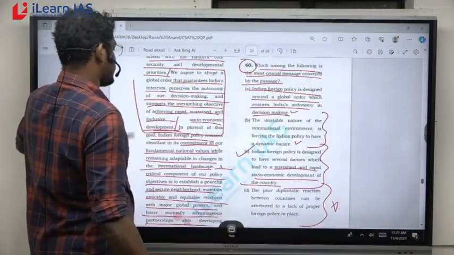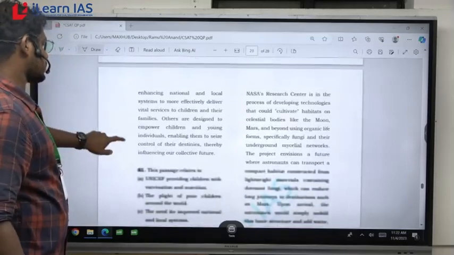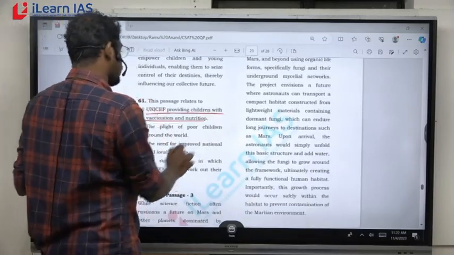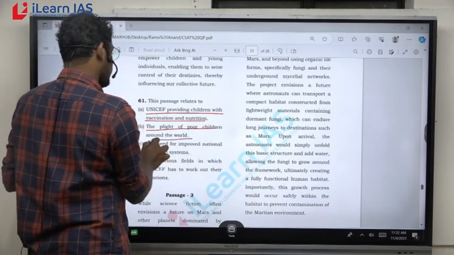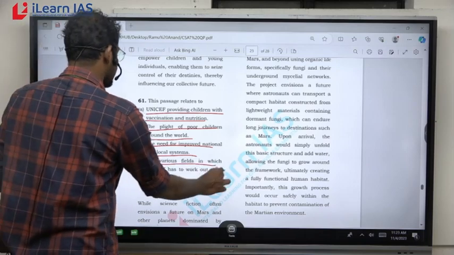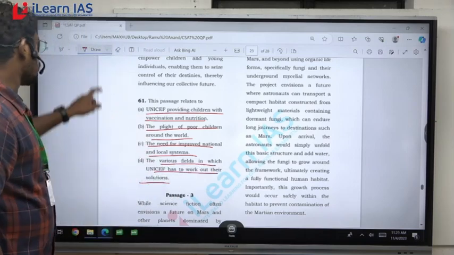Moving to the next question. This passage is related to UNICEF providing children with vaccination and nutrition, the plight of poor children around the world, the need of improved national and social systems, and the various fields in which UNICEF has to work out its solutions. Okay.